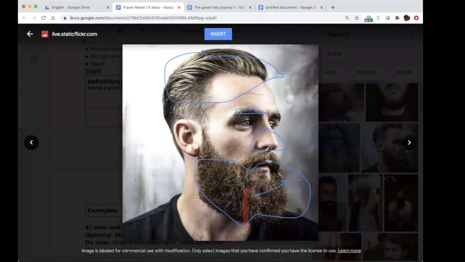Okay, this is called mustache. The hair on his upper lip is called mustache. Okay, it's not a beard. So that is again a non-example of a beard. So I think these are enough examples.